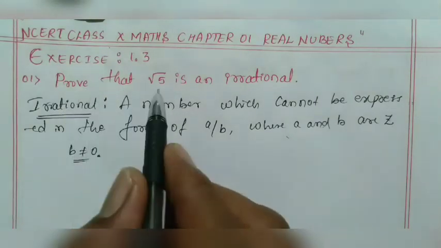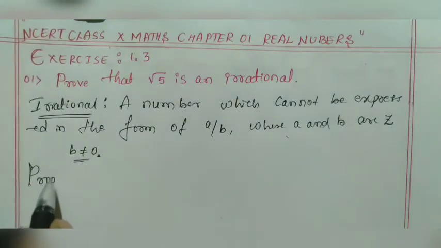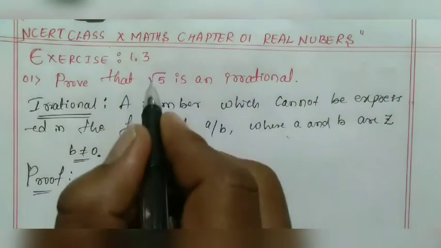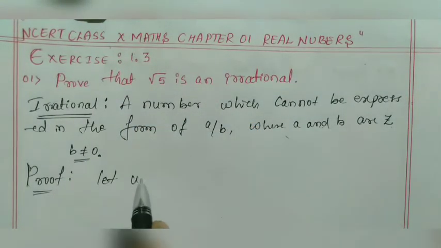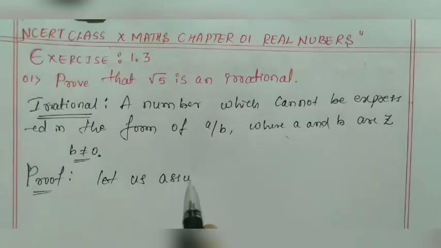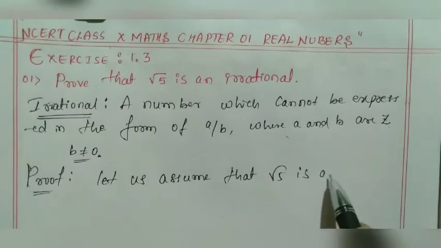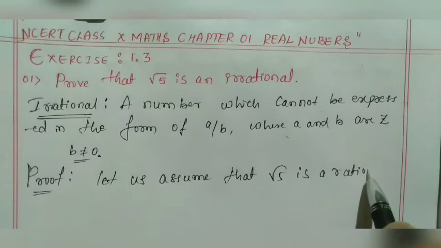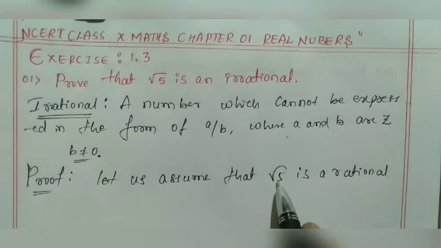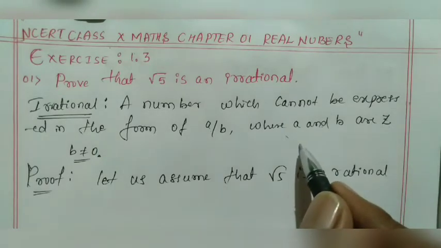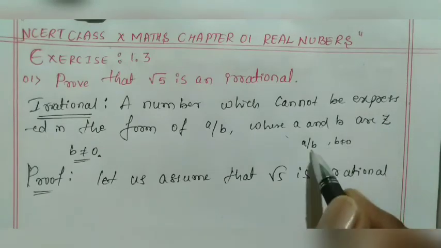So we have to prove here that root 5 is an irrational number. You can write here: proof. You can assume that root 5 is rational. Let us assume that root 5 is a rational number. If root 5 is rational, then by the definition, it is a number in the form of a by b, where b is not equal to 0.